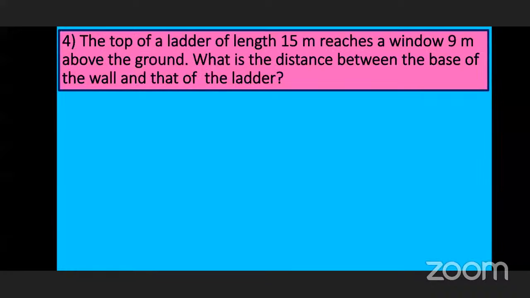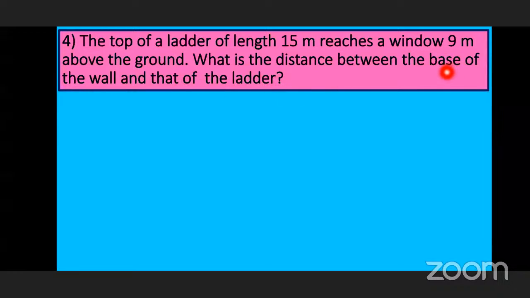So, one more word problem is there. But children, here some difference is there. Earlier, the sides were given. But here, ladder is given, window is given. Let us read and understand what is the question about. The top of a ladder of length 15 meter reaches a window 9 meter above the ground. What is the distance between the base of the wall and that of the ladder?